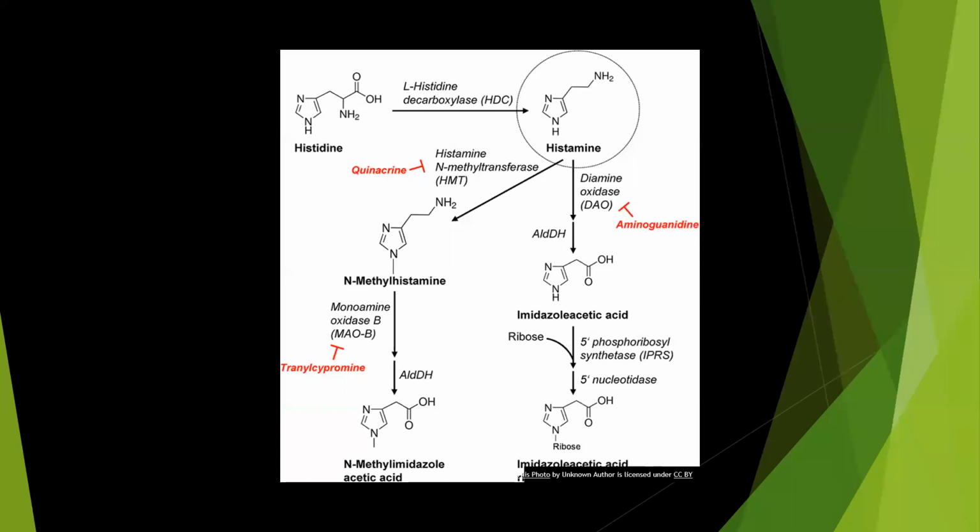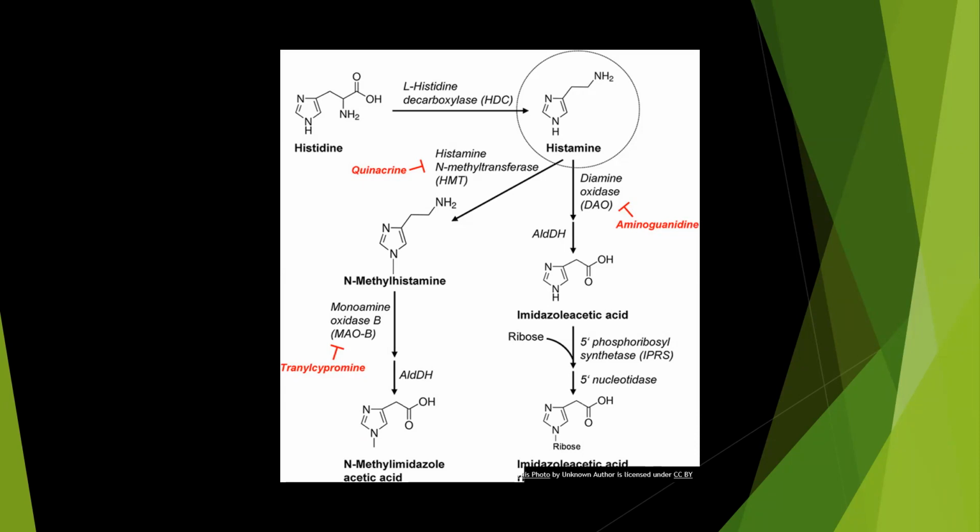Histamine is a chemical. You can see the chemical structure on the top right corner. It's produced from histidine, which is an amino acid, and then it gets processed into N-methylhistamine and imidazole acetic acid. You can see there are a couple of agents listed here as blocking the enzymes that convert histamine into its metabolites.